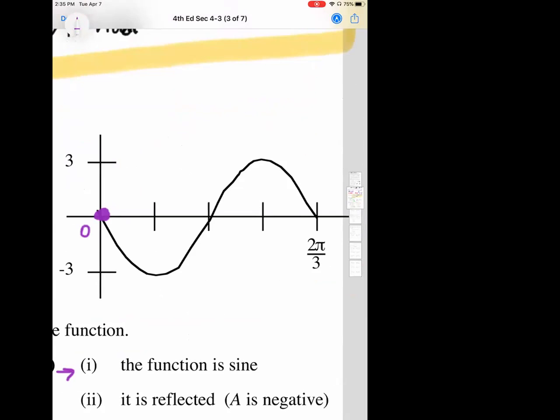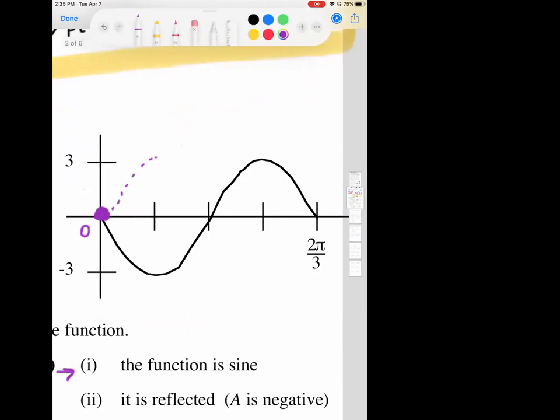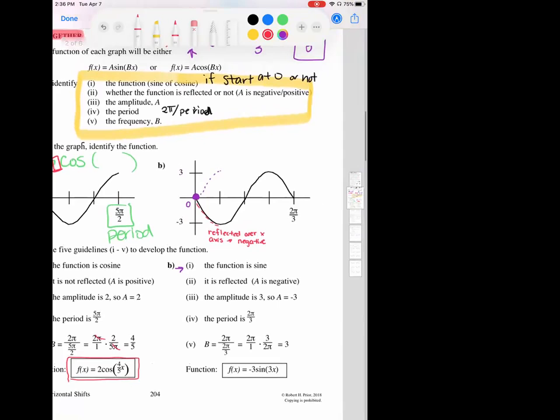So we know we have sine because we start at 0, but then we want to work our way up. We're not working our way up. We're working downward. So this lets us know that, because we're working downward and not upward, it's being reflected over the x-axis. Meaning there is a negative leading the function. So we're going to have negative our amplitude sine function. So we have that in 2.